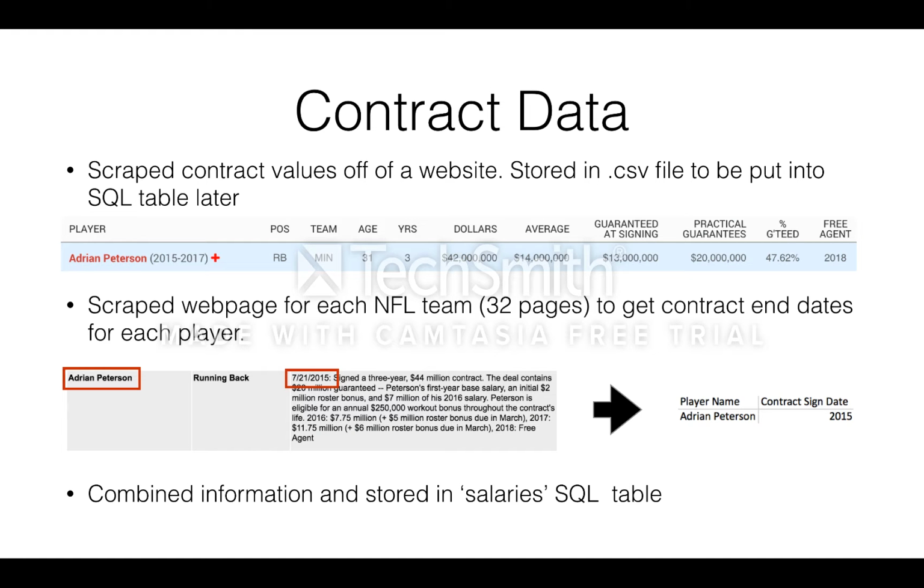For my contract data, I found a website that had all the current contract information of every NFL player, so I scraped that information and put it into a .csv file. However, there wasn't information about when the contracts are signed, which I needed, and so I had to find another website that had all the contract signing dates for all the players on a certain team and scrape them from there, so 32 pages total. I combined all this information and stored it in my salary SQL table.